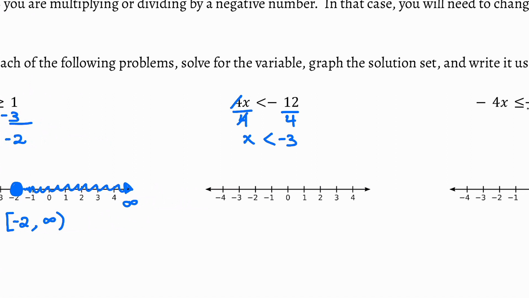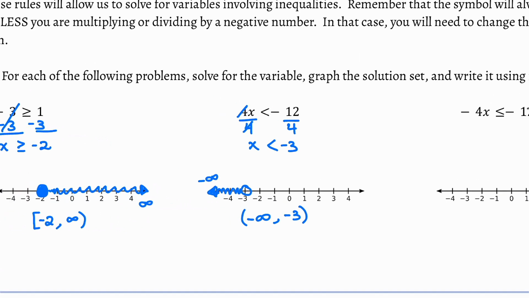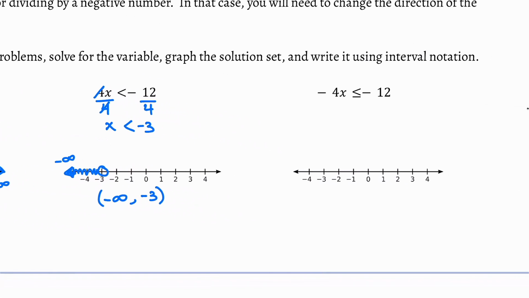I'm going to circle the negative 3. I need x's that are less than negative 3, like negative 4, negative 5. That means this set started at negative infinity. So negative infinity all the way up to negative 3, parentheses on the negative infinity always, and parentheses on the negative 3 because I did not have an equal sign in that inequality.